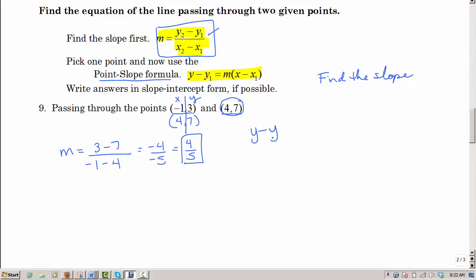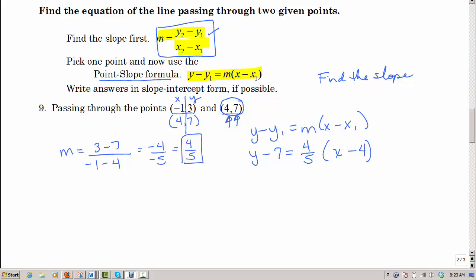Right? So here's my formula. Again, the more you write it, the more you will memorize it. So we have y minus, and I'm going to choose that one, 7, equals the slope I found of 4/5. And then I'm going to use that x coordinate. You have to pick one point. You can't use an x from one and a y from another. You have to use this one point.